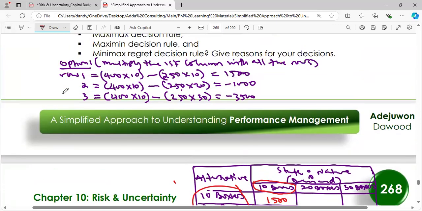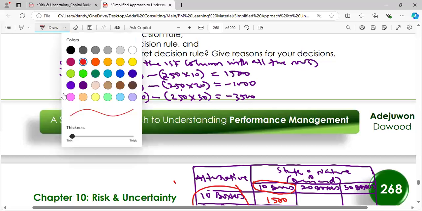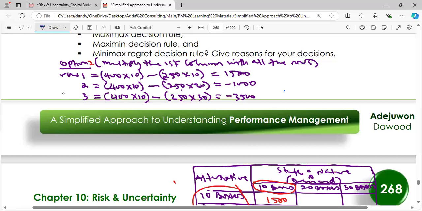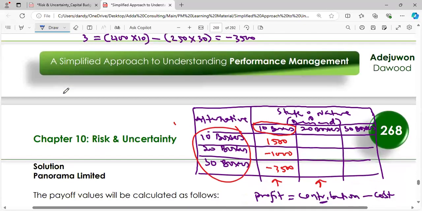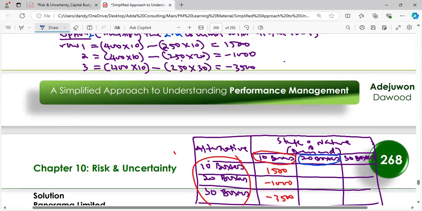Because of space, I will clean this one. I will do it again. So this will be option 2 now. Okay, that's the second option. Multiply the second column with all the rows. So under the second column, customers are demanding 20 boxes of apple.